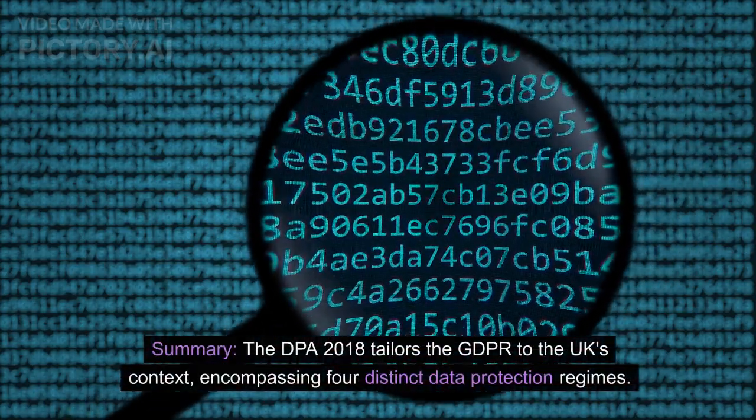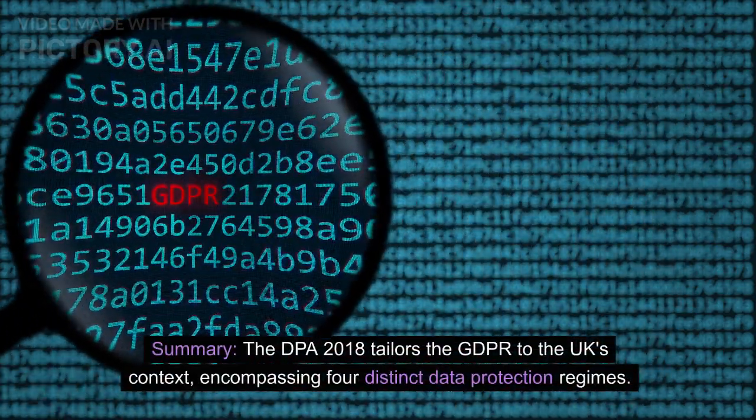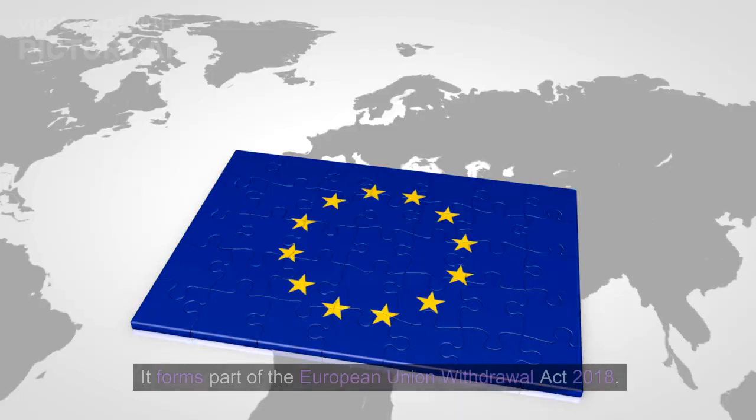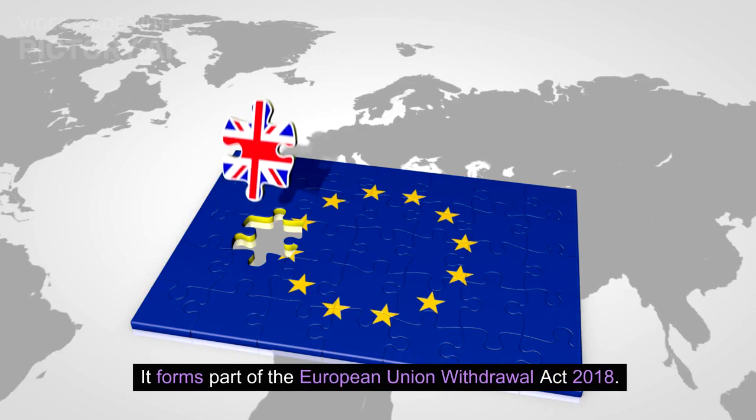Summary: the DPA 2018 tailors the GDPR to the UK's context, encompassing 4 distinct data protection regimes. It forms part of the European Union Withdrawal Act 2018.